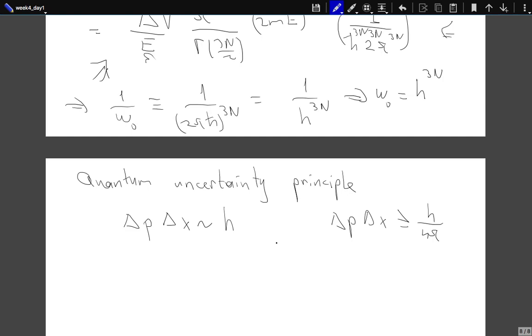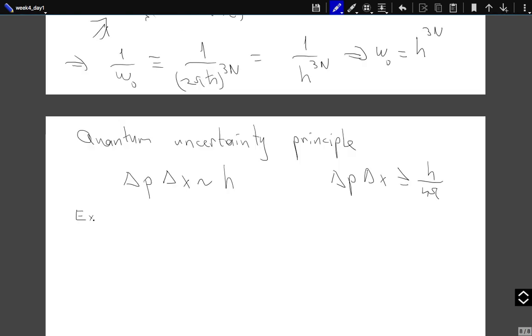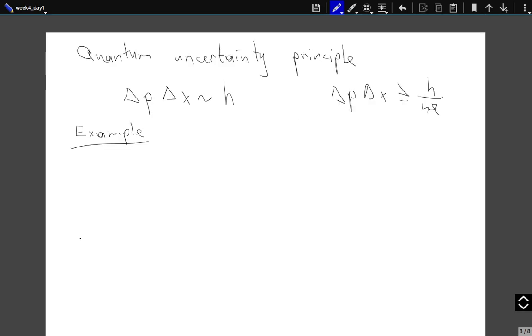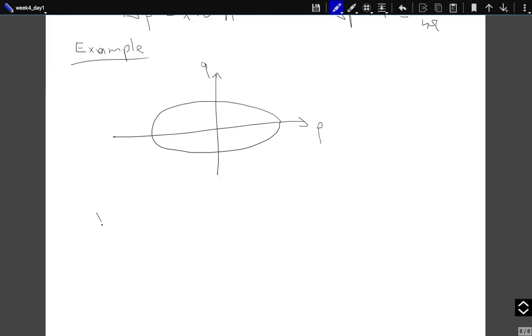Okay, let's get another system in which we can calculate this factor omega 0. Just for simplicity, let's take the one-dimensional harmonic oscillator. We already discussed what the phase space looks like. It's basically an ellipse, whose equation is given by p squared over 2m plus 1 over 2m omega squared q squared. This is equal to E.